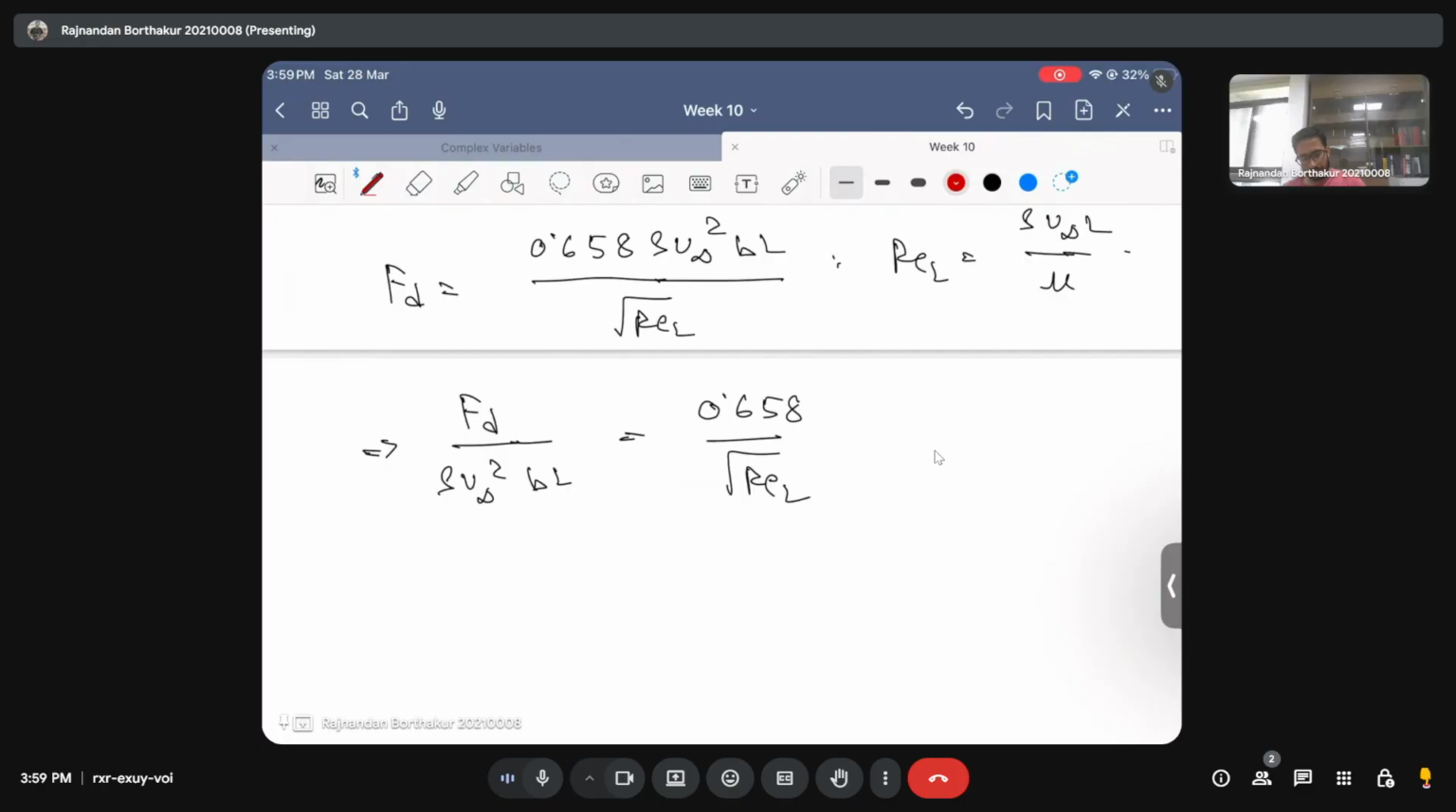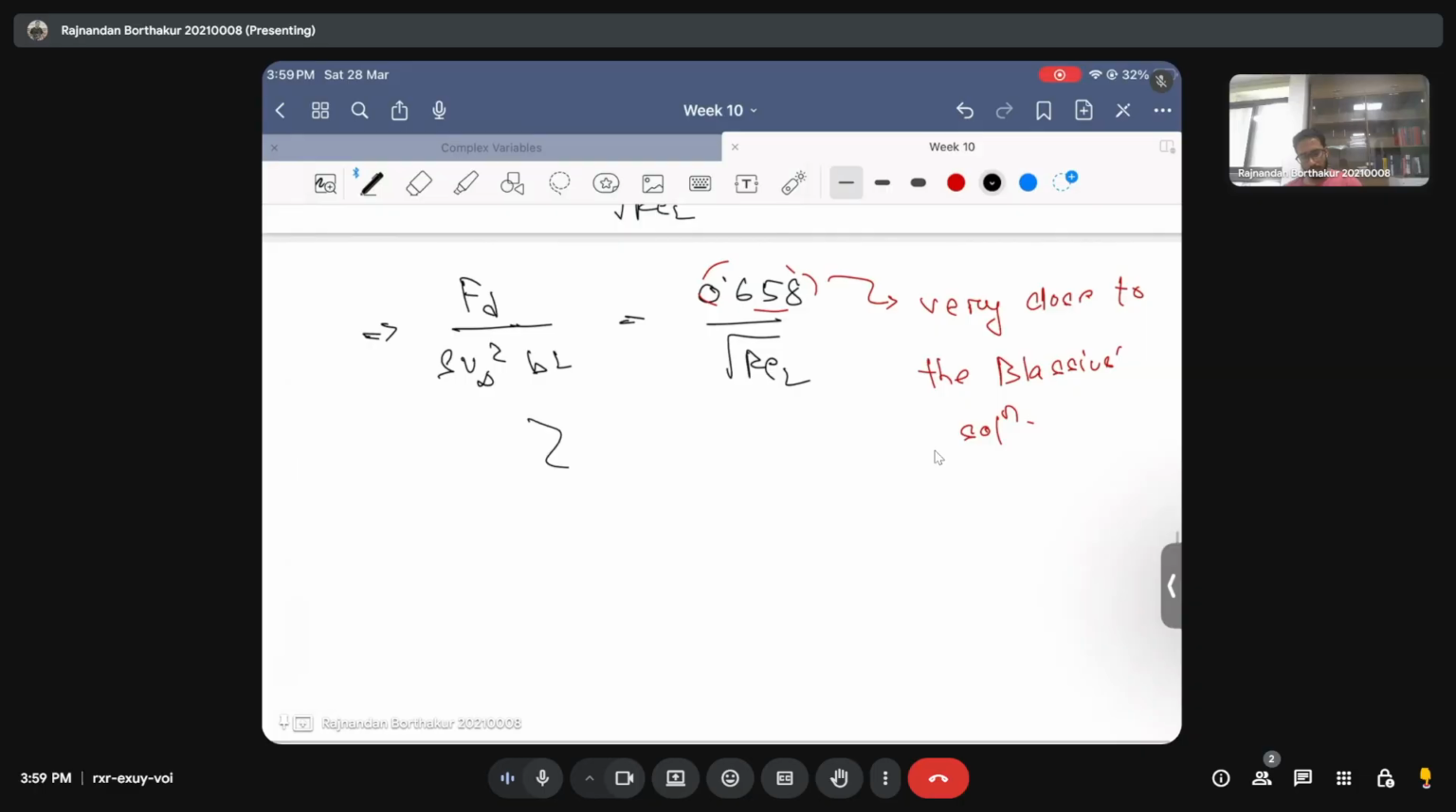So you can see that this constant again is very close to Blasius's solution. Okay. So that's typically your drag force, right? This is your drag force exerted on the plate.